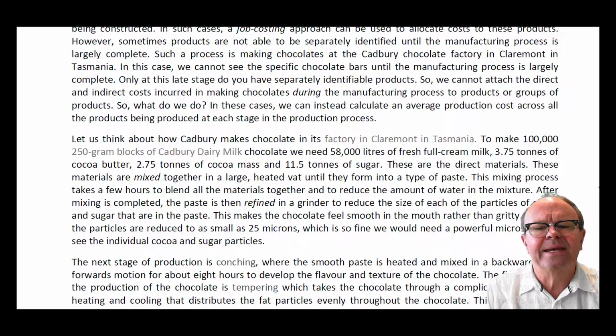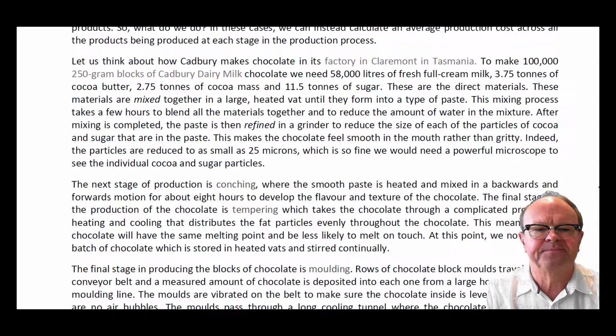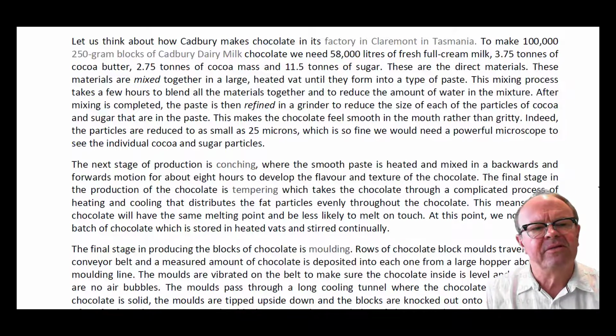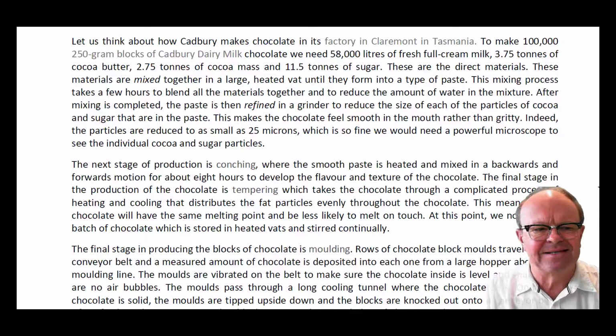In these cases, we can instead calculate an average production cost across all the products being produced at each stage in the production process. Let us think about how Cadbury makes chocolate in its factory in Claremont in Tasmania. To make 100,000 250 gram blocks of Cadbury Dairy Milk chocolate, we need 58,000 litres of fresh full cream milk, 3.75 tonnes of cocoa butter, 2.75 tonnes of cocoa mass, and 11.5 tonnes of sugar. These are the direct materials.